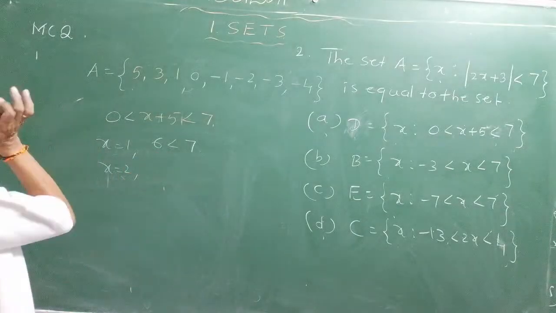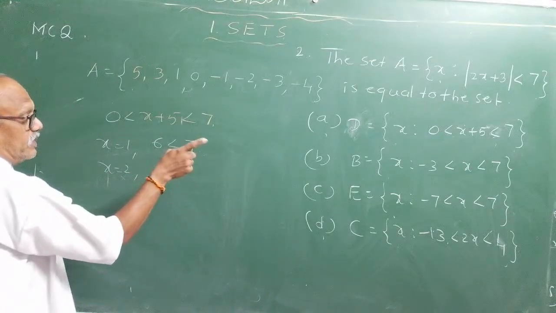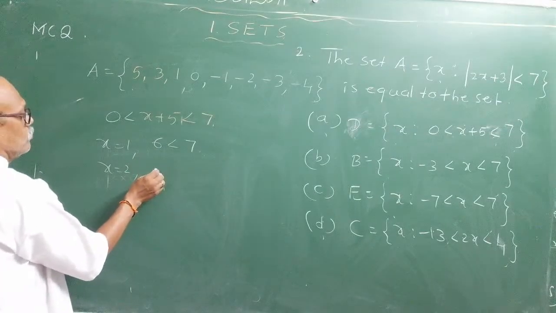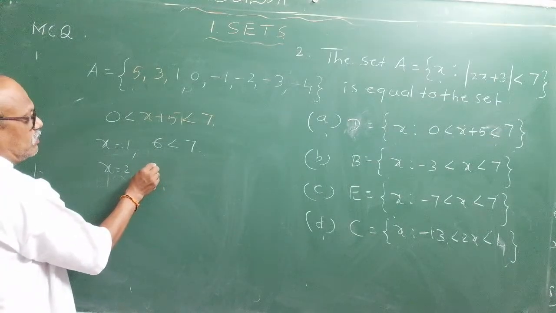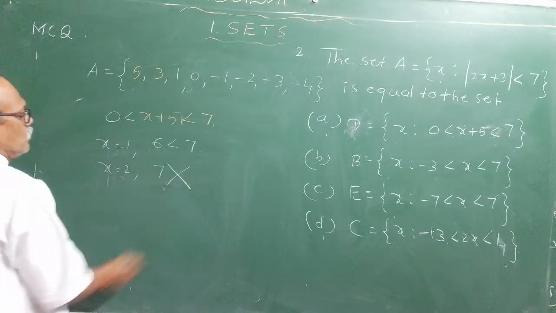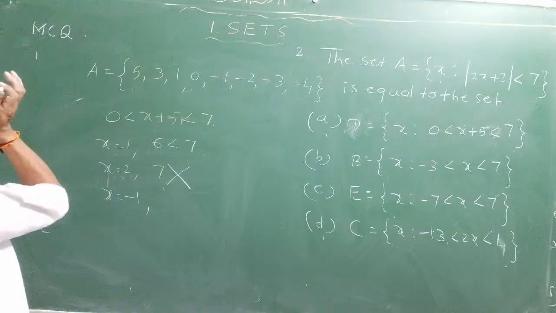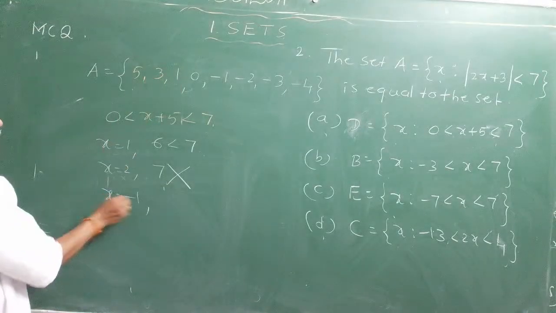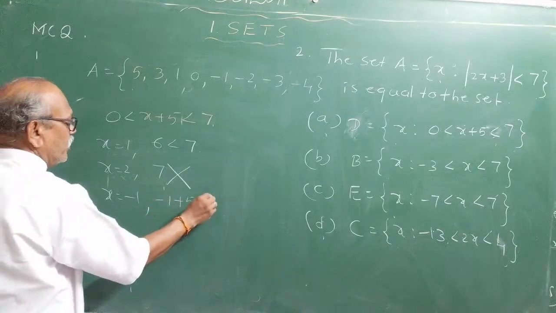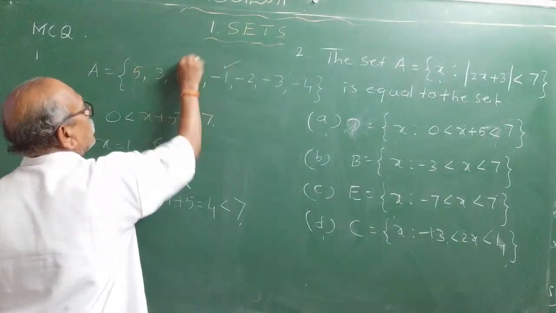6 is less than 7. If you take x is equal to 2, what do you get? 2 plus 5 becomes 7. You can't take x is equal to 2. Right? Now you can take x is equal to minus 1. What do you get? Minus 1 plus 5, 5 minus 1 is 4, less than 7. Yes, minus 1 is there.